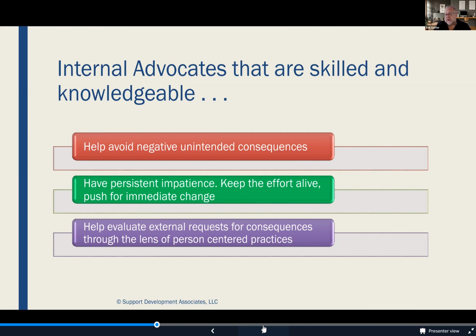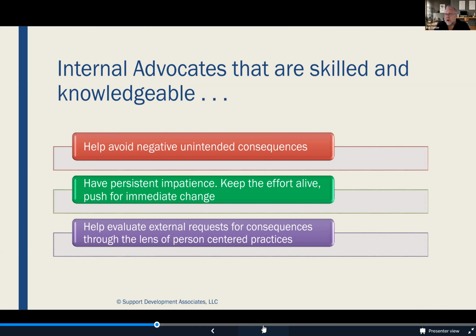How do we make sure that they are being listened to by others and supported by those above them to really make things happen? We know that this is an evolution, which means we need to be persistent. So internal advocates have to have that ability to keep the effort alive. What are those short-term wins that they can set in motion? What are those things that are going to take more time? And how do we as leaders support them to make that happen? We also need to think about how we evaluate those external requests when there are consequences by doing things differently.